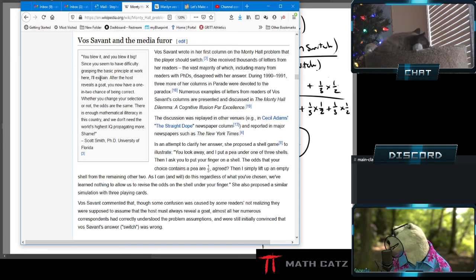Since you seem to have difficulty grasping the basic principle at work here, I'll explain. After the host reveals a goat, you now have a 1 in 2 chance of being correct. Whether you change your selection or not, the odds are the same. There is enough mathematical illiteracy in this country, and we don't need the world's highest IQ propagating more.